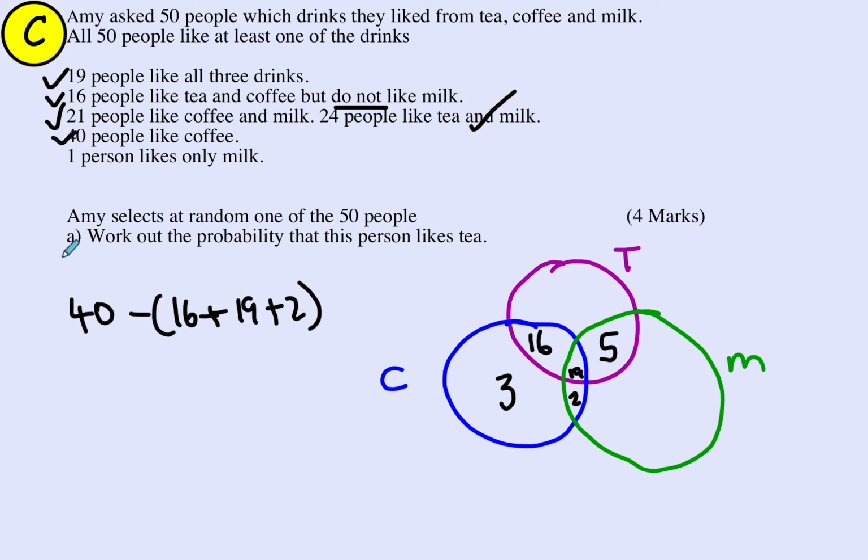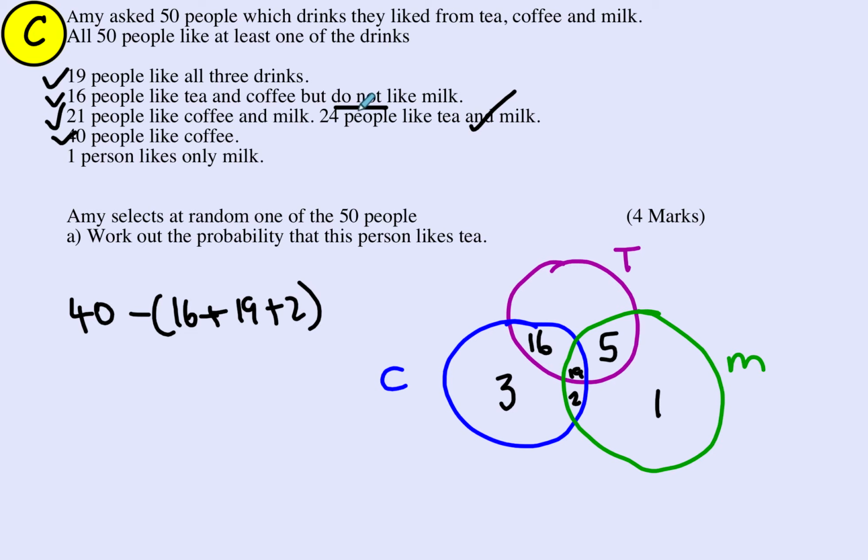So we've now interpreted that. Only one person likes milk. So if you think about that, that means the milk liker doesn't like tea or coffee. So he just belongs there in that group. Okay.